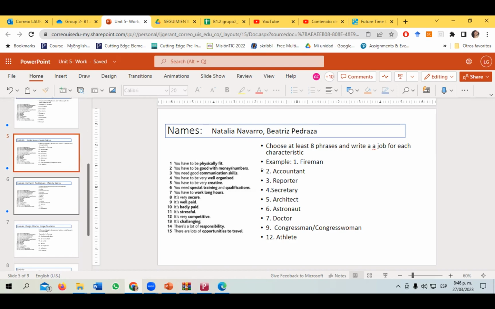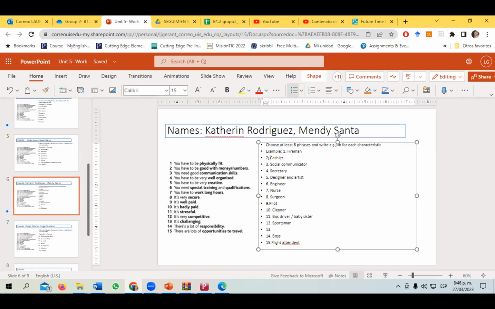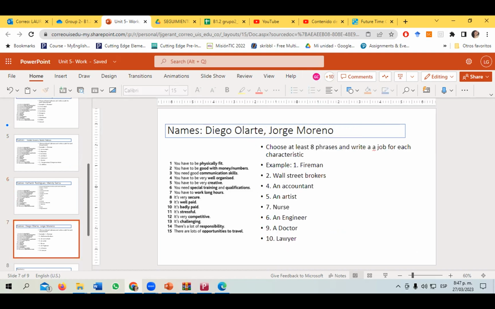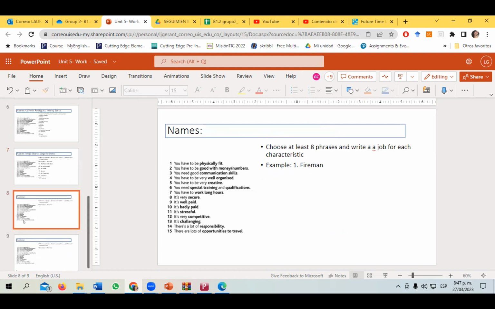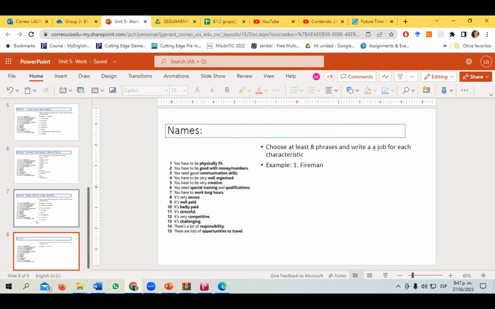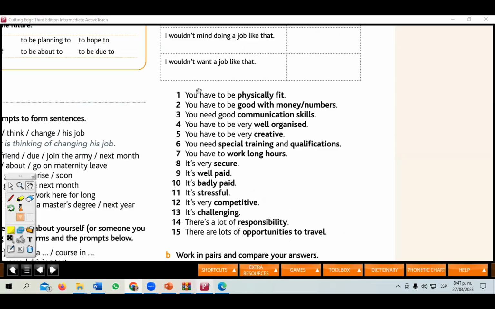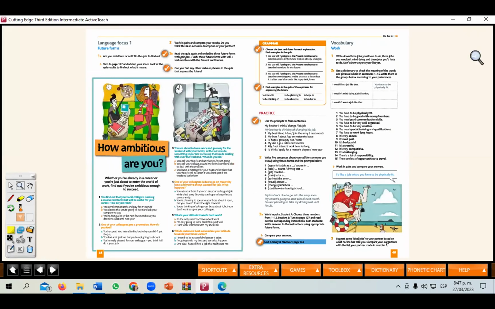Very good. Then we have cashier. Yes, social. You put everything. It was only 8, so you did all of them. Very good. Bus, flight attendant. Fireman, Wall Street brokers, accountant, artist, nurse, engineer, doctor, lawyer. All right, excellent guys, very good. So that is our short activity to cover the vocabulary, descriptions, or characteristics for different jobs.